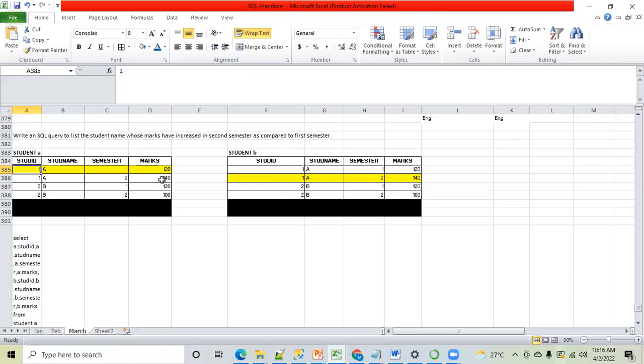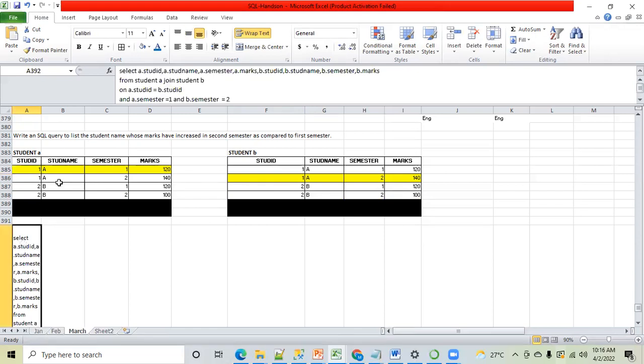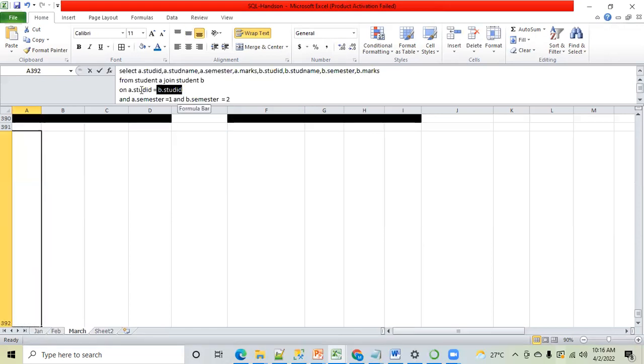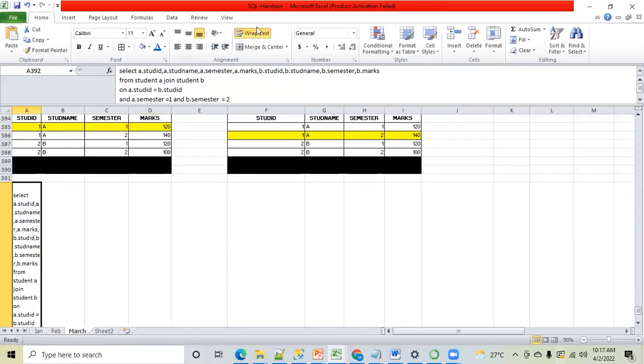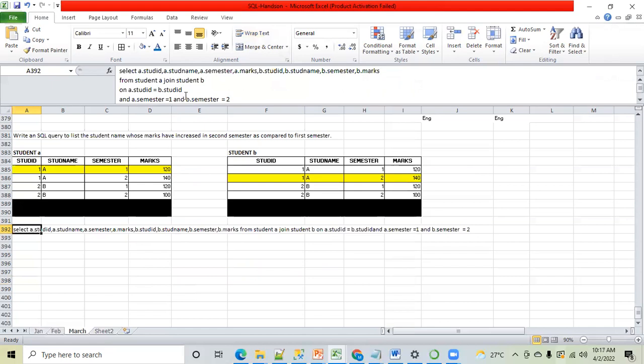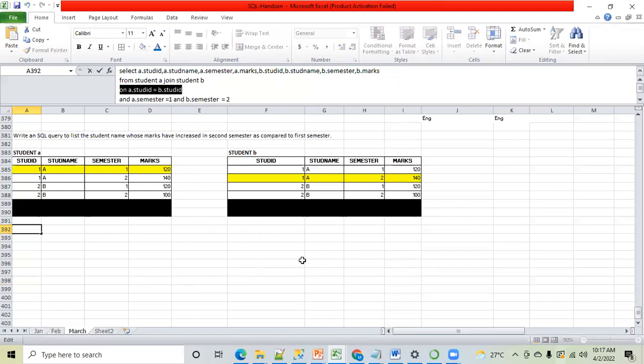So I want to compare the same students in both the tables. That is why I've written here: please match the same student. Correct? Is this clear? Yes, clear. Everyone sure? Okay. Yes, for me it's clear. Perfect.